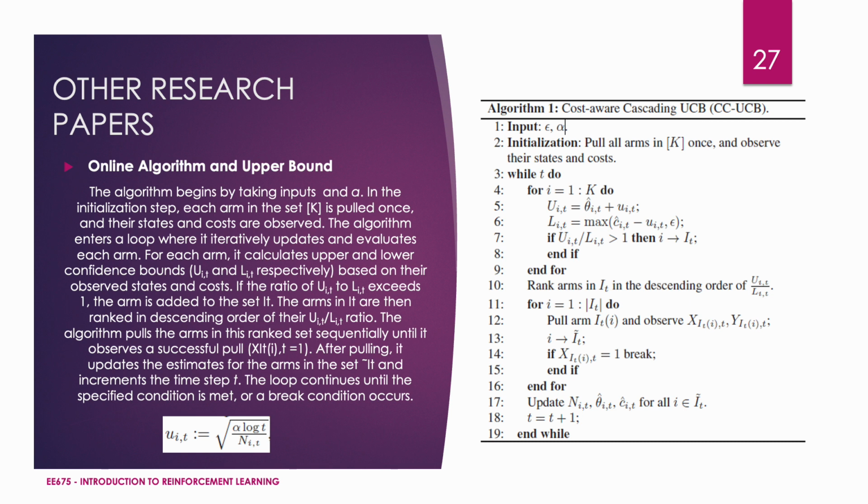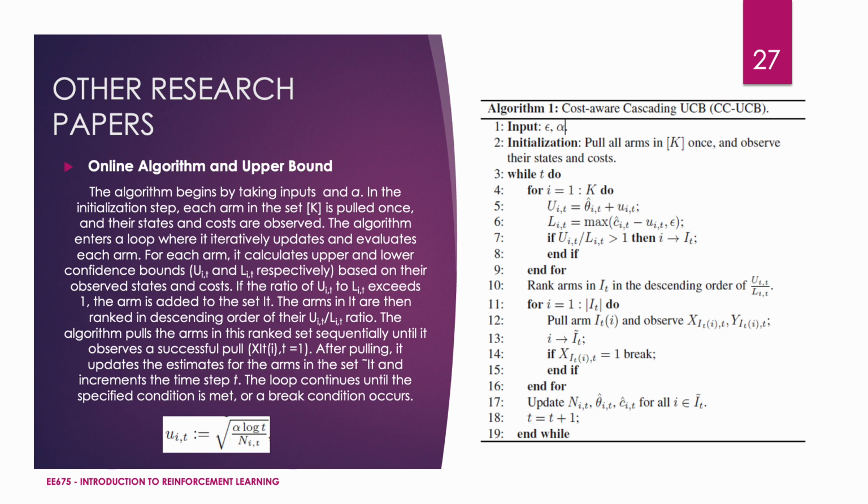The algorithm sequentially pulls the arms in this ranked set until it observes a successful pull. That is, x of IT at any time t is equal to 1 for a particular item I. This step involves exploring arms by pulling them and observing their outcomes.